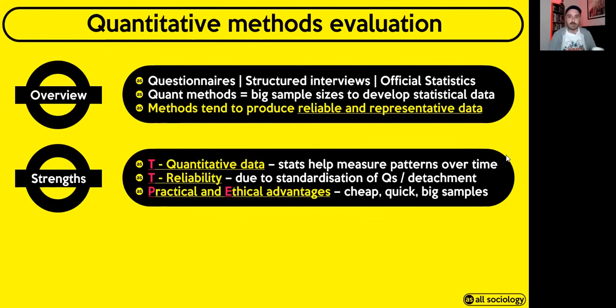And one of the reasons why these types of quantitative methods are chosen a lot is because they tend to be practically quite cheap and quite quick to do, which means that you get a really big sample size. And the bigger your sample size, the more likely it's going to be representative of the broader population. So not only are we talking about theoretical advantages here, the type of data you get, how reliable it's going to be, but also there are practical advantages, it being cheap and quick and getting a big sample.